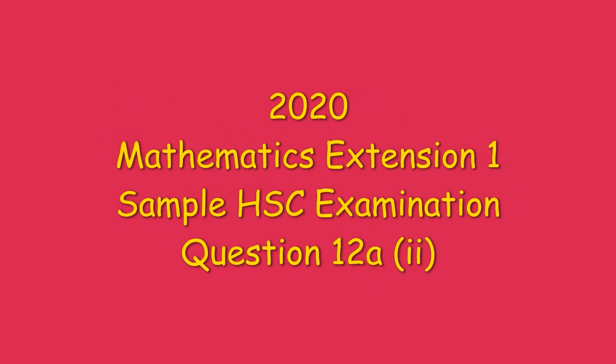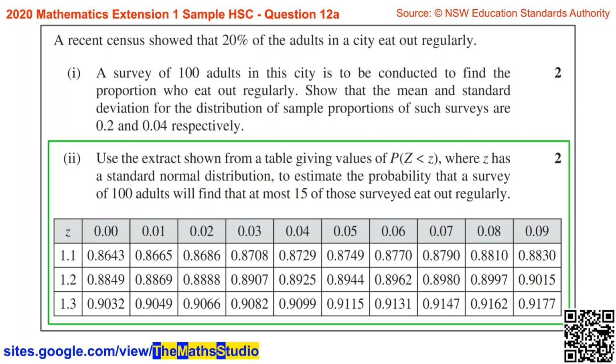Part 2. Use the extract shown from a table giving values of the probability that the random variable z is less than z, where z has a standard normal distribution, to estimate the probability that a survey of 100 adults will find that at most 15 of those surveyed eat out regularly.